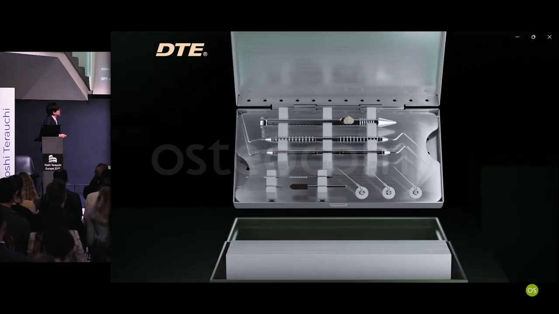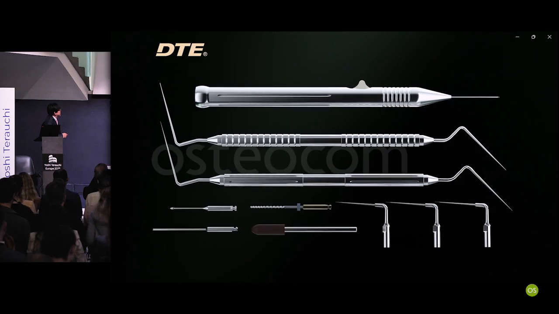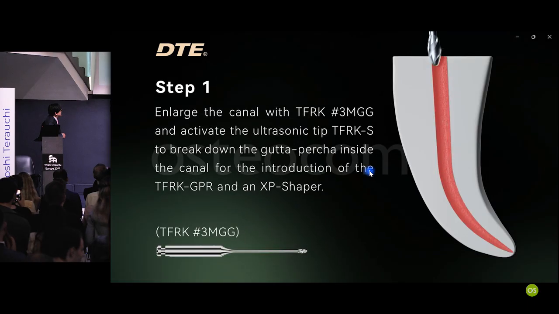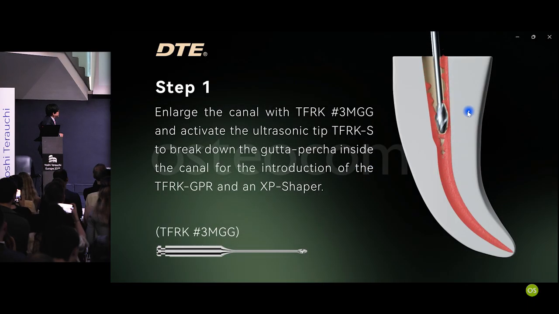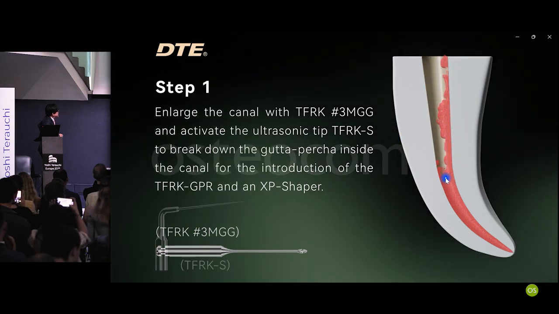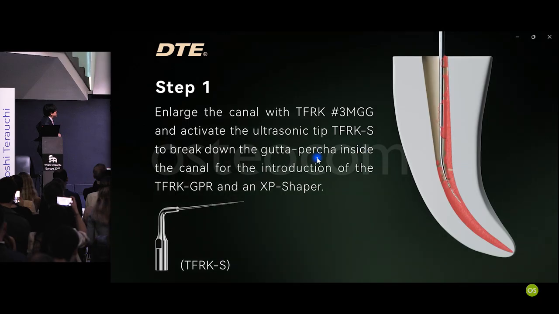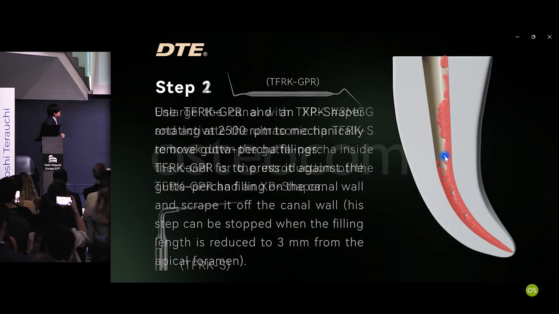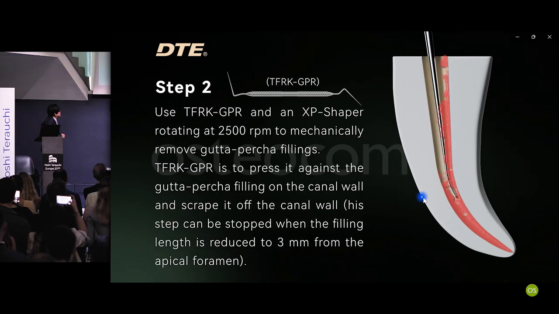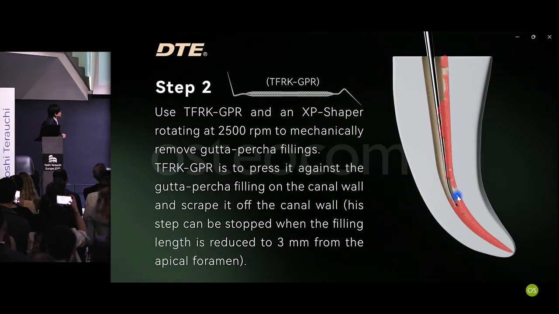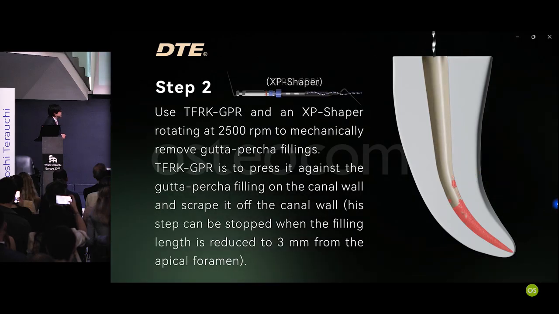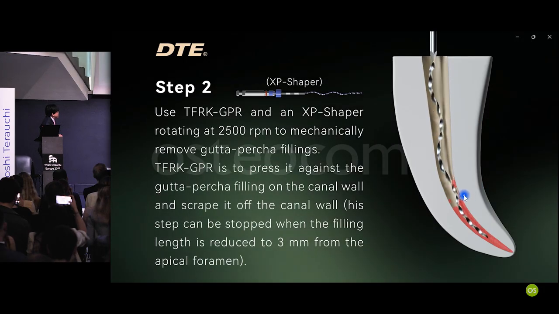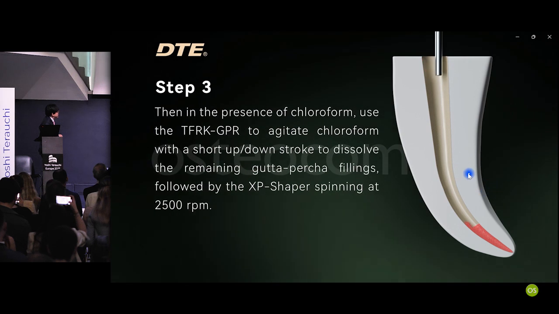So basically, I use the retreatment kit. I use gutta percha removal hand instrument. First, I use GG bur, number 3 GG bur in the kit. Then I will use TFRKS, small size ultrasonic tip. Then I will use hand instrument, GPR, to remove the gutta percha mechanically. Then I want to use XP endo shaper, hopefully to remove the gutta percha in one piece.